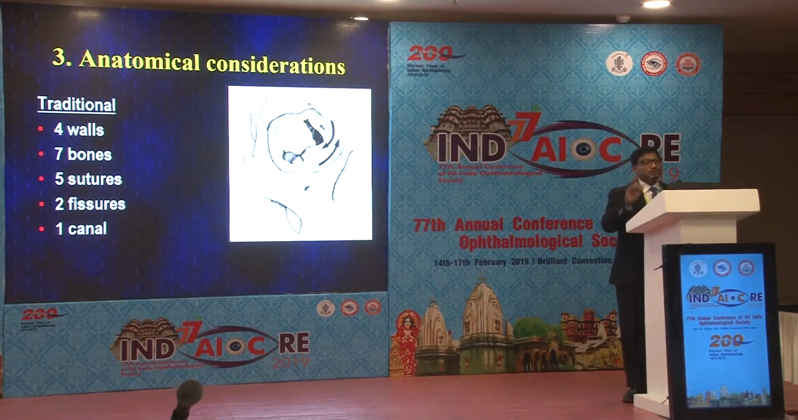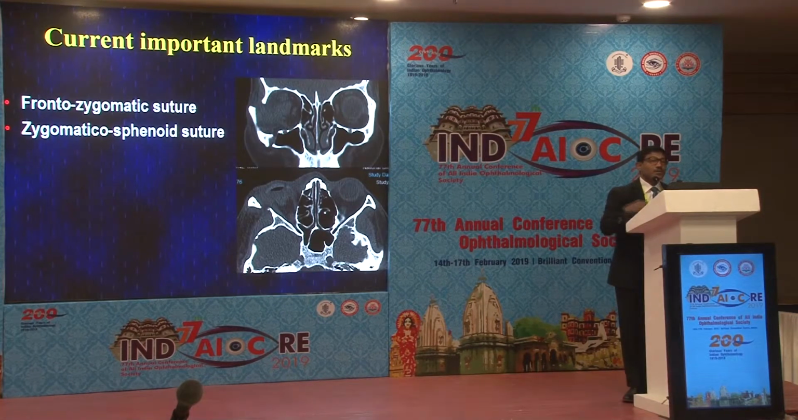The third thing I'm going to touch upon a little bit is anatomical considerations. As residents and fellows, we are taught to memorize the bones of the orbit. Invariably, we forget the seventh bone, which is the palatine bone, which is very important. That's a posterior ledge. Then we are taught about the fissures, canals, and so forth. But when you start doing trauma and fractures, some anatomical landmarks are very important: the frontozygomatic suture and the zygomaticosphenoid suture.